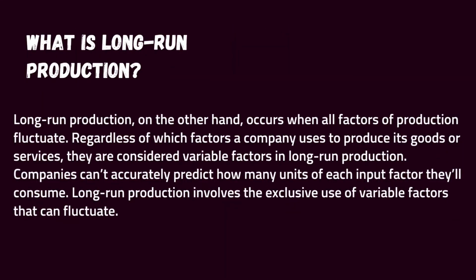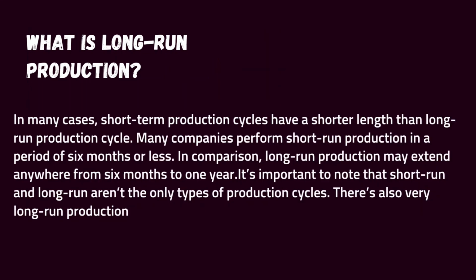Now coming to long-run production, on the other hand, it occurs when all factors of production fluctuate, regardless of which factor a company uses to produce its good or service. They are considered variable factors in long-run production. Companies can't accurately predict how many units of each input factor they will consume. Long-run production involves the exclusive use of variable factors that can fluctuate.